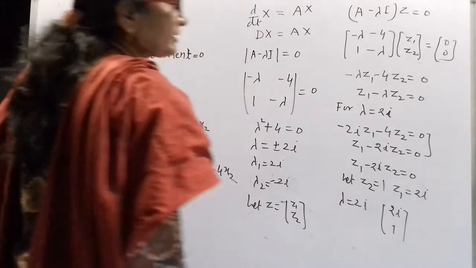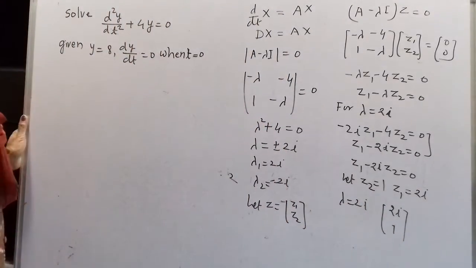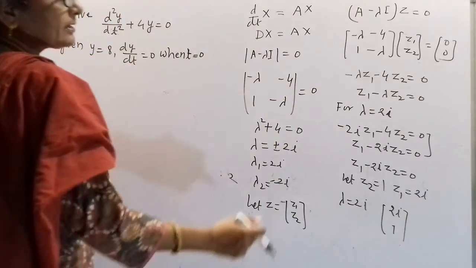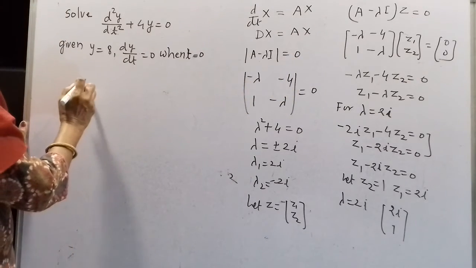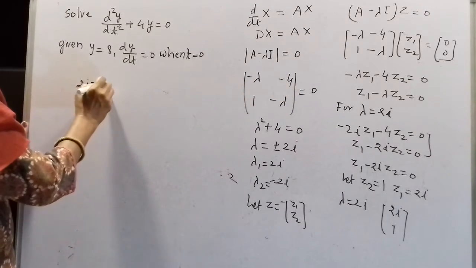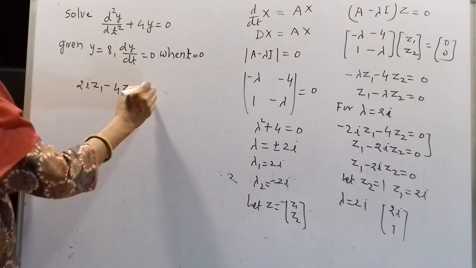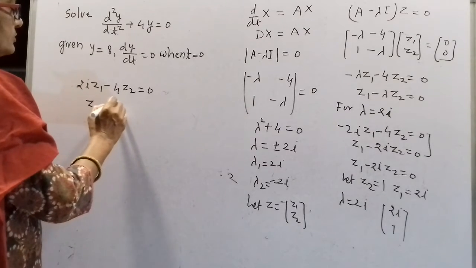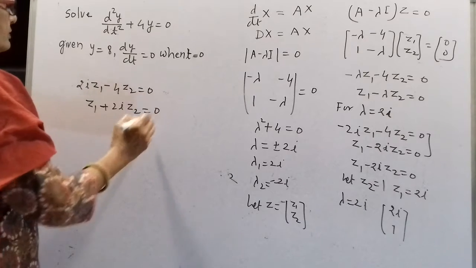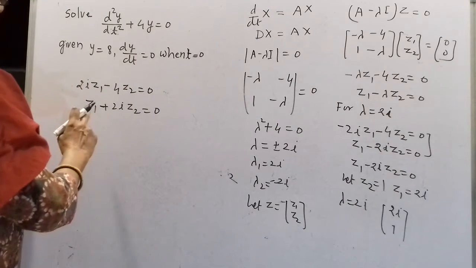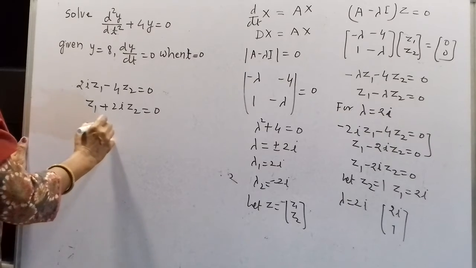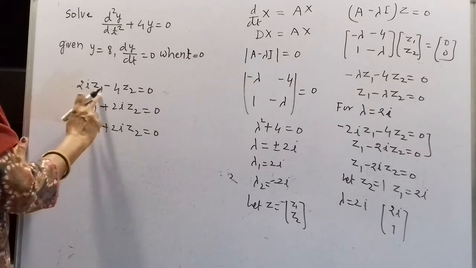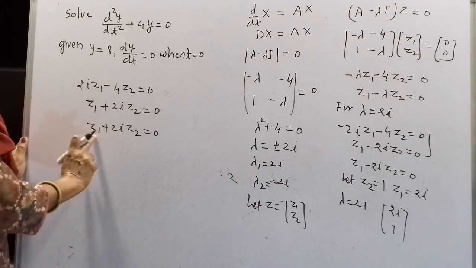Similarly, we have to find the eigenvector for lambda equal to minus 2i. We put lambda equal to minus 2i in this equation, so we will get 2i Z1 minus 4 Z2 is equal to 0 and Z1 minus lambda, that is plus 2i, Z2 is equal to 0. If we divide by 2i, we get Z1 plus 2i Z2 is equal to 0. Dividing the first equation by 2i gives the same equation, so combining, we get this one.